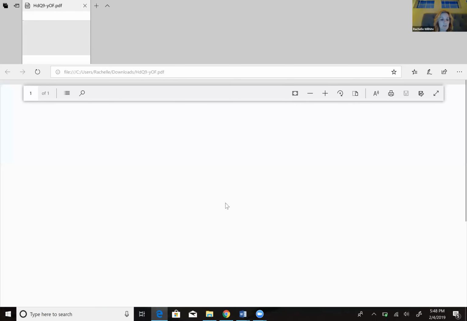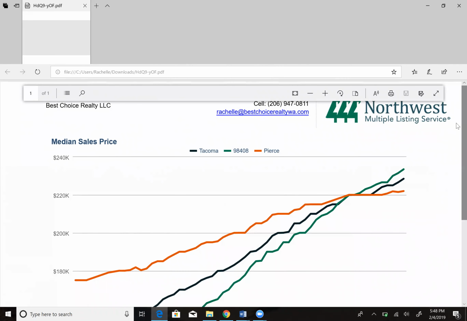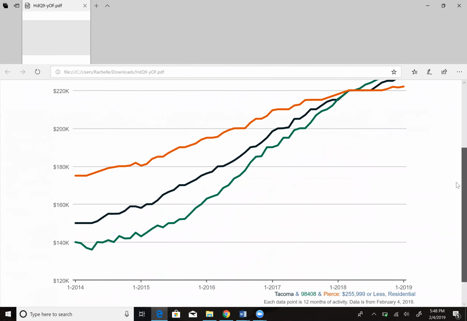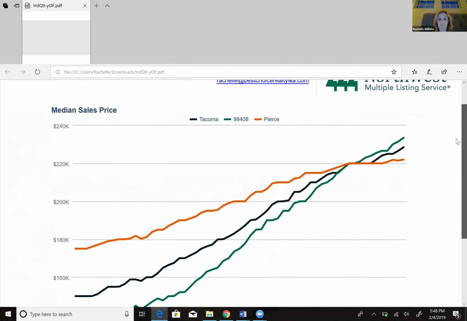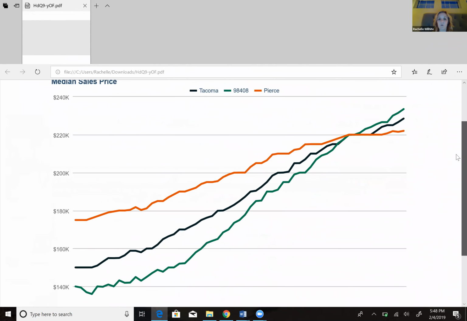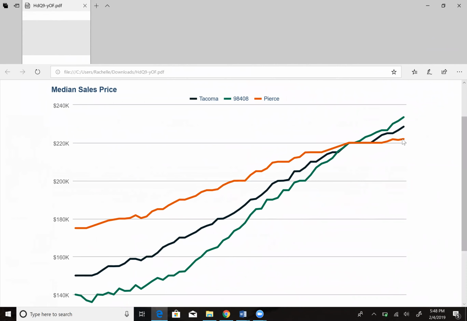But you can see whether you're too broad or too narrow, even by opening yourself up and showing this on the grid. You can kind of see the price. The orange line is Pierce. That gives us a little bit of relief. By staying with 98408, it's going to be a lot longer of a process than if we were to open ourselves up to a wider area.